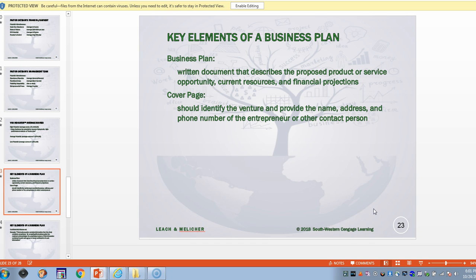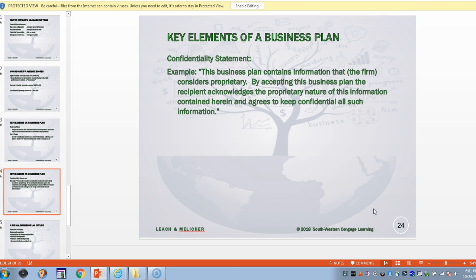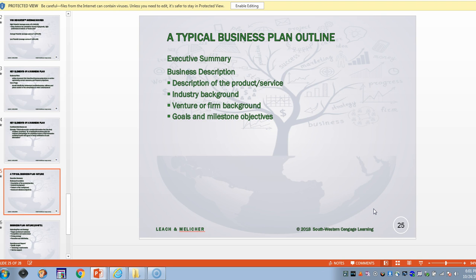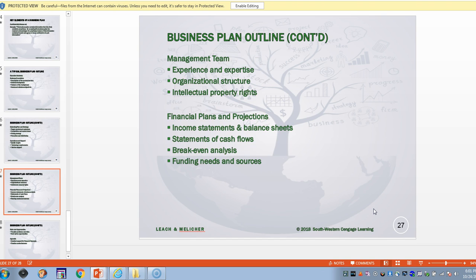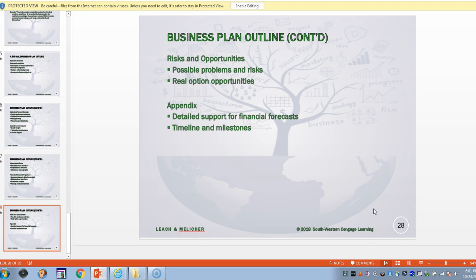All right, now we get the important stuff: the key elements of a business plan. Cover page, what a business plan is, if it has to have a confidentiality statement, and here's a typical business outline. There's 4 things on there. You can put that on your sheet. And here's the marketing plan strategy. A lot of these things you've seen already, the management team. So this is just a basic business plan outline, and we've gone through this, and you can see this on the blackboard.